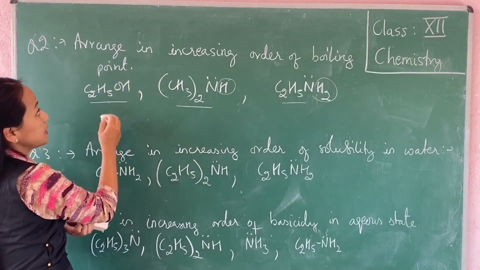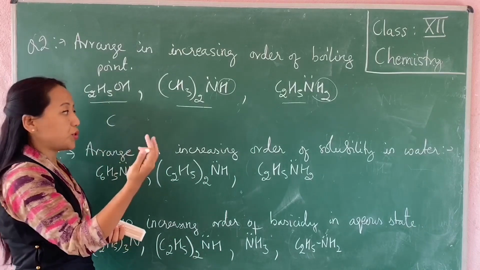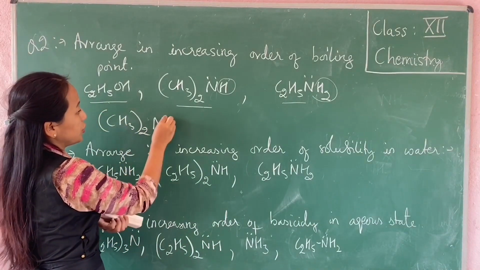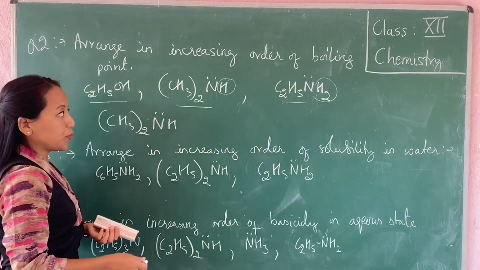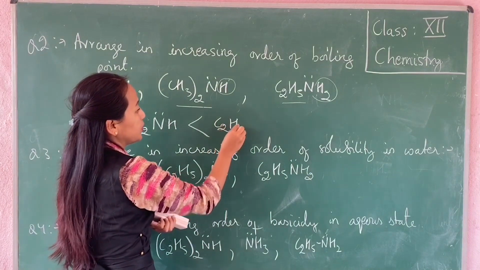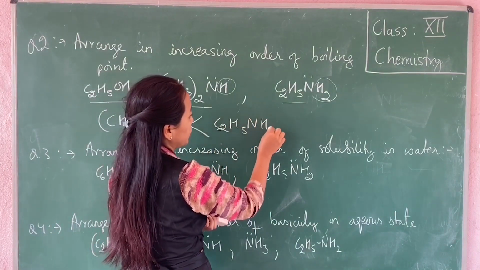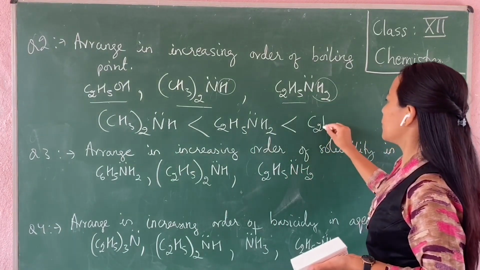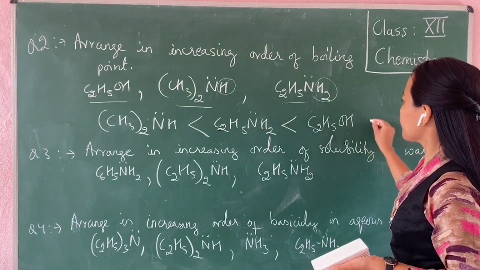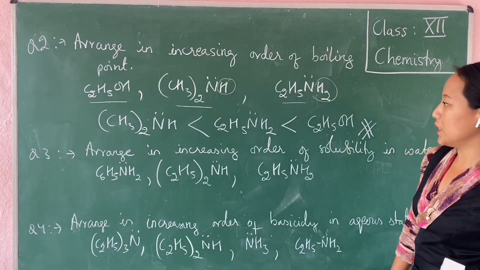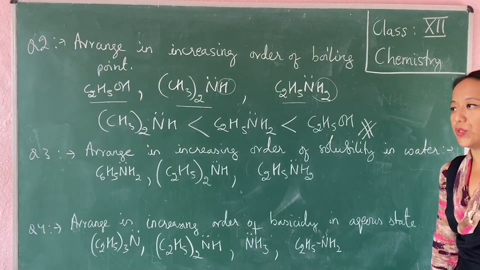So when I write it in the increasing order, again from low to high, (CH3)2NH will have the lowest boiling point, followed by C2H5NH2, and then your alcohol C2H5OH. That's all. Now the third question is: arrange in increasing order of solubility in water.